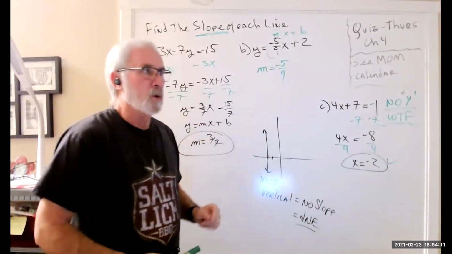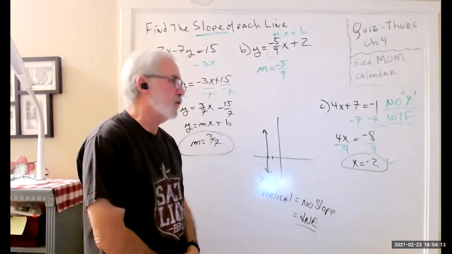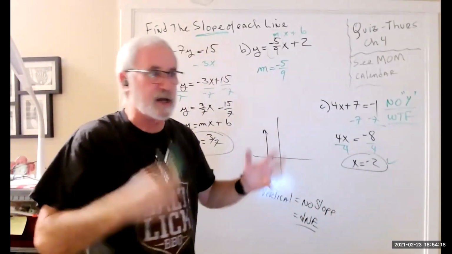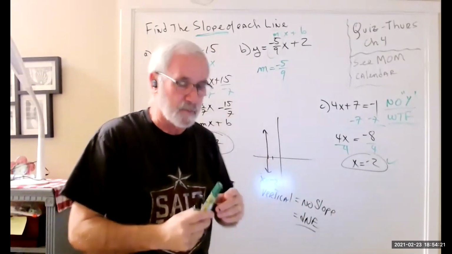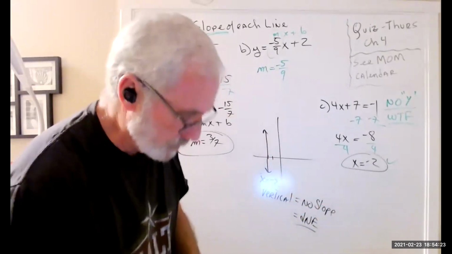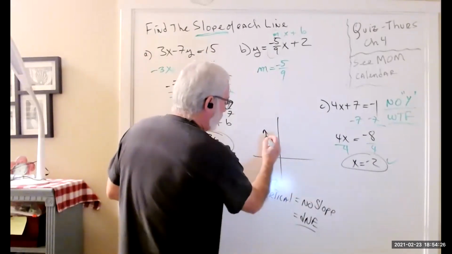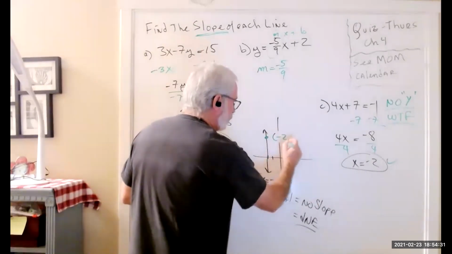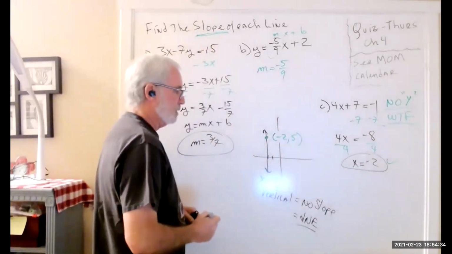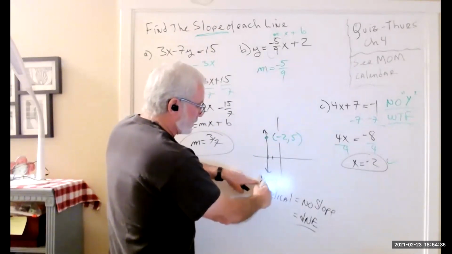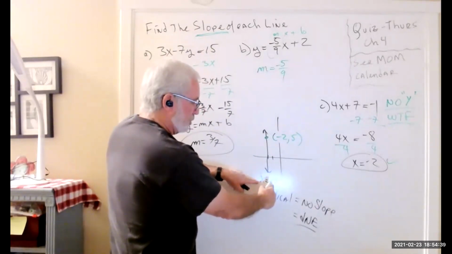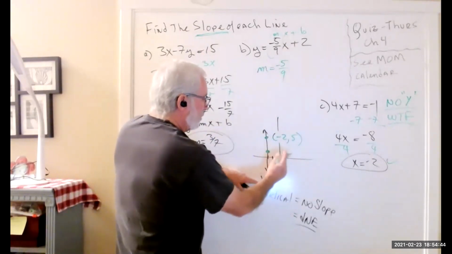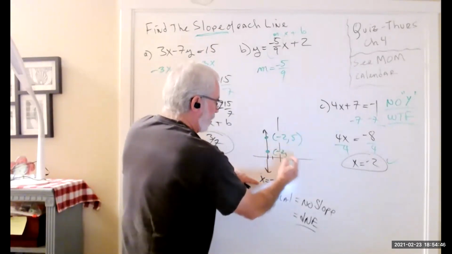Now, question, what if you get confused? You go, oh crap, is it 0 or is it does not exist? I can't remember. Well, look at this for a second. This point right here is -2, 5, because on this line, x is -2. And this might be -2, 1.